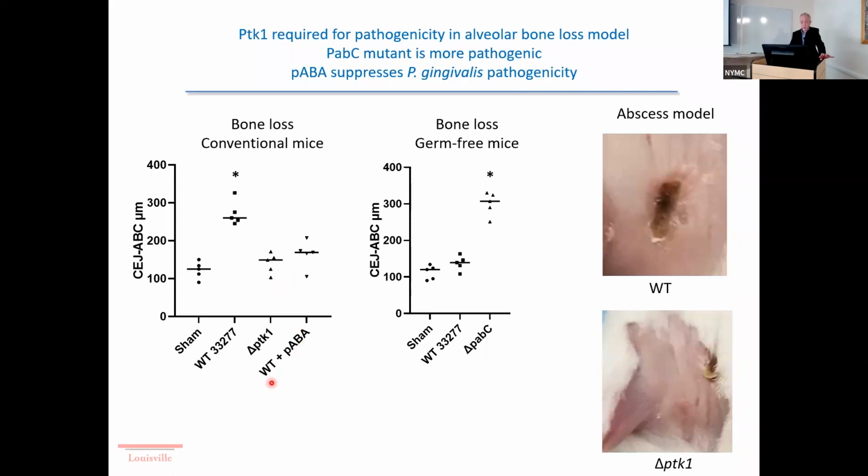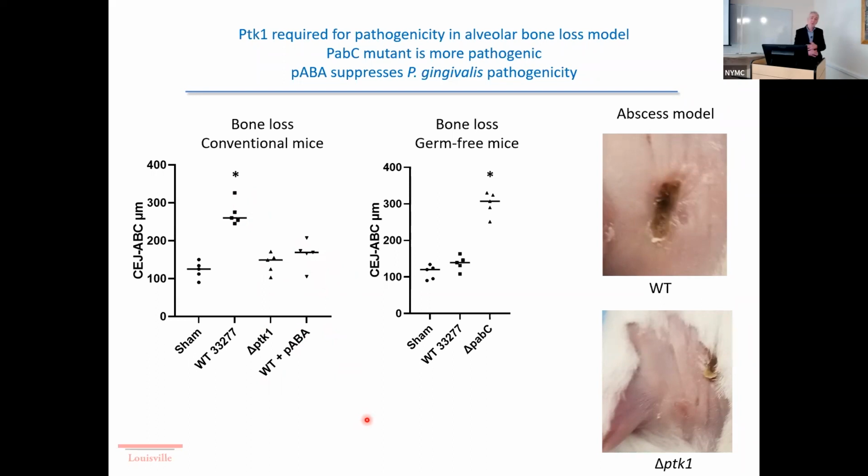when we take our wild type, which would normally give us this amount of bone loss, and we pre-incubate with PABA, and we give the mice PABA in the drinking water, we give them PABA every way we can think of, that suppresses the virulence of wild type P. gingivalis. PABA has this calming effect on the virulence of P. gingivalis.